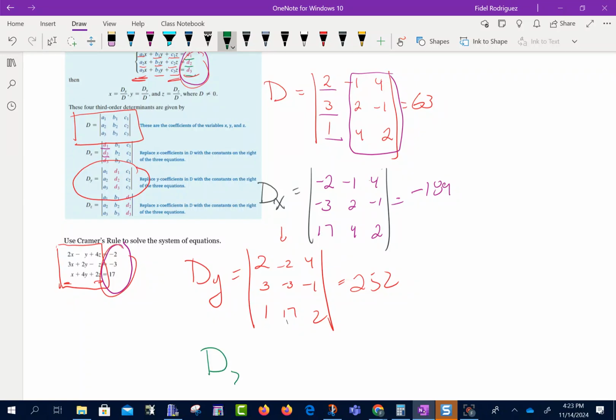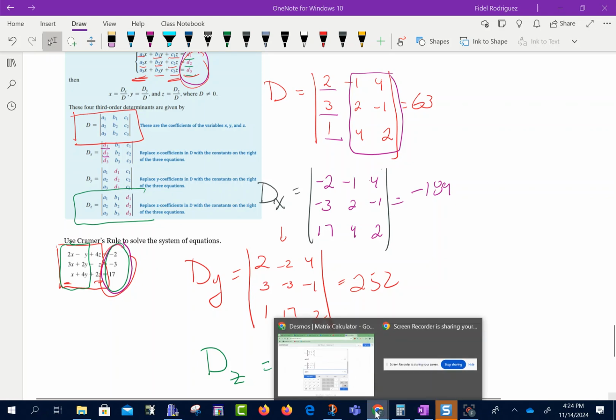I know it's a lot of steps, but that's exactly why I'm using that Desmos matrix calculator, because it's going to make it so much easier, breezier, CoverGirl, okay? All right, dz, right here. These numbers here are going to stay the same: 2, 3, and 1, -1, 2, and 4. But now I'm going to replace my z numbers with a -2, a -3, and a 17.